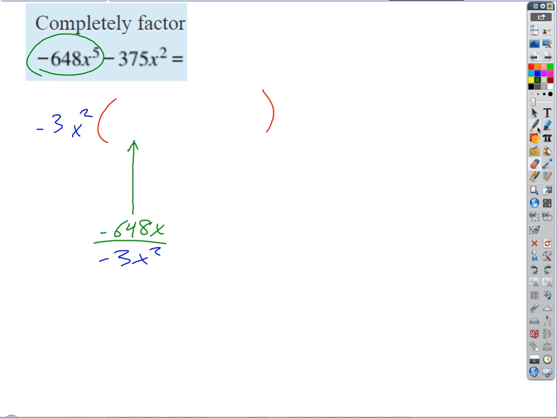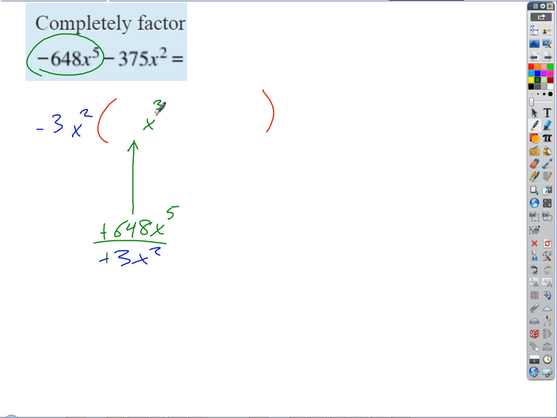212. No, wait. 200. Okay, well, what can you tell me? Negative over negative is positive, so those go away. X to the 5th over x squared is x to the third. So we know we're going to get an x cubed. But what's the number part going to be?